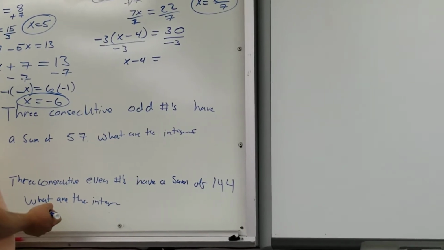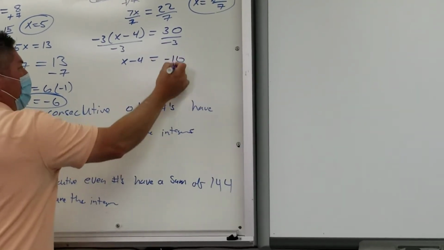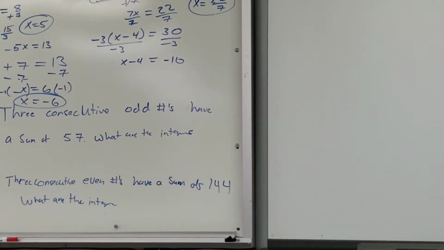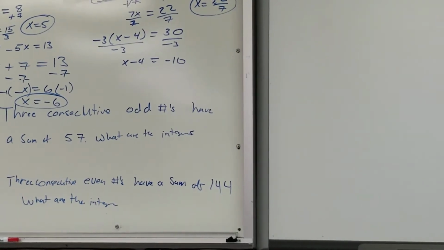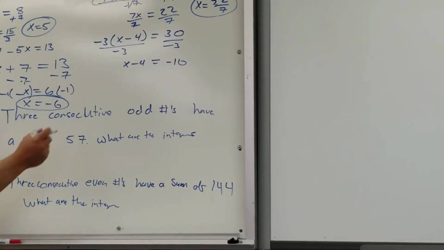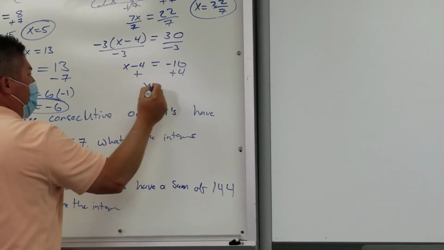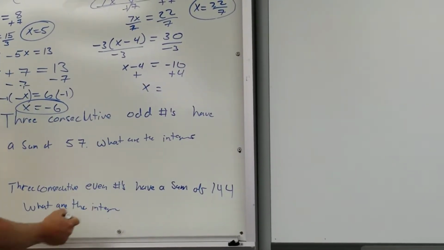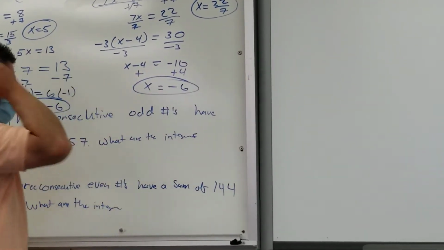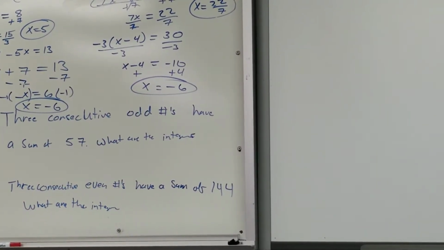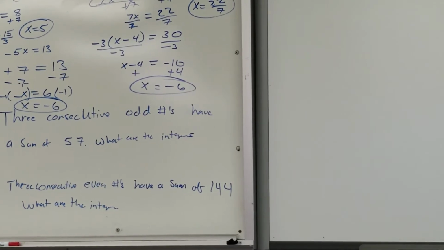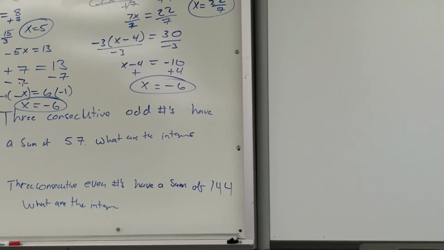-10. Now what should I get rid of, Dakota? Add 4. And again, I'm adding 4 to the -10. X is what? -6. You're done. Now, is there another way I could have done that one? Yeah, and I'll do the other way over here.